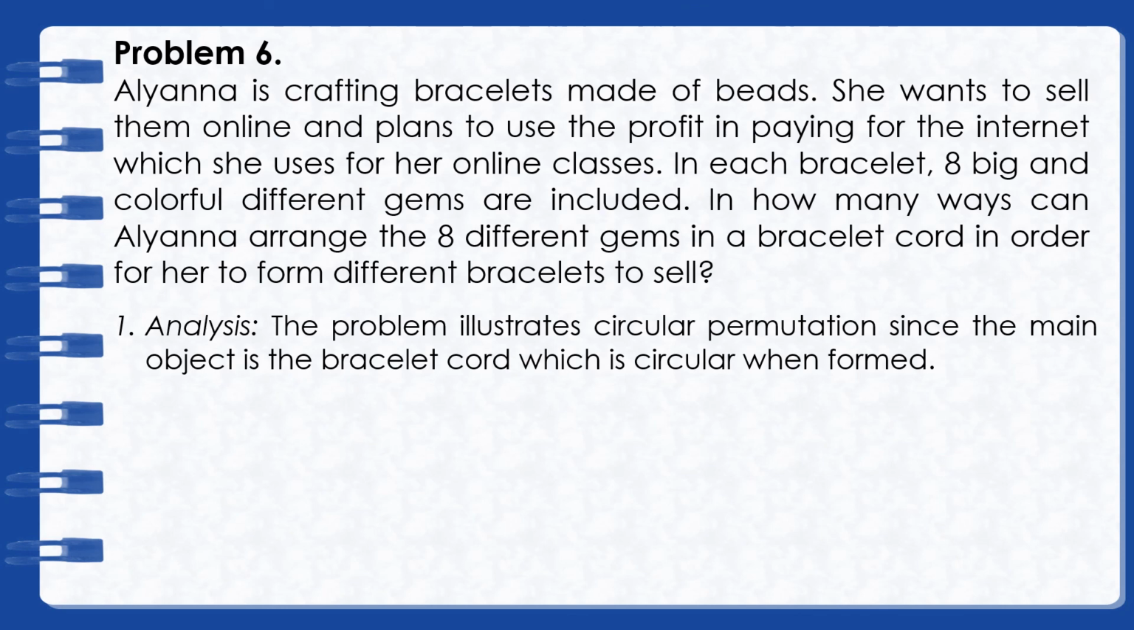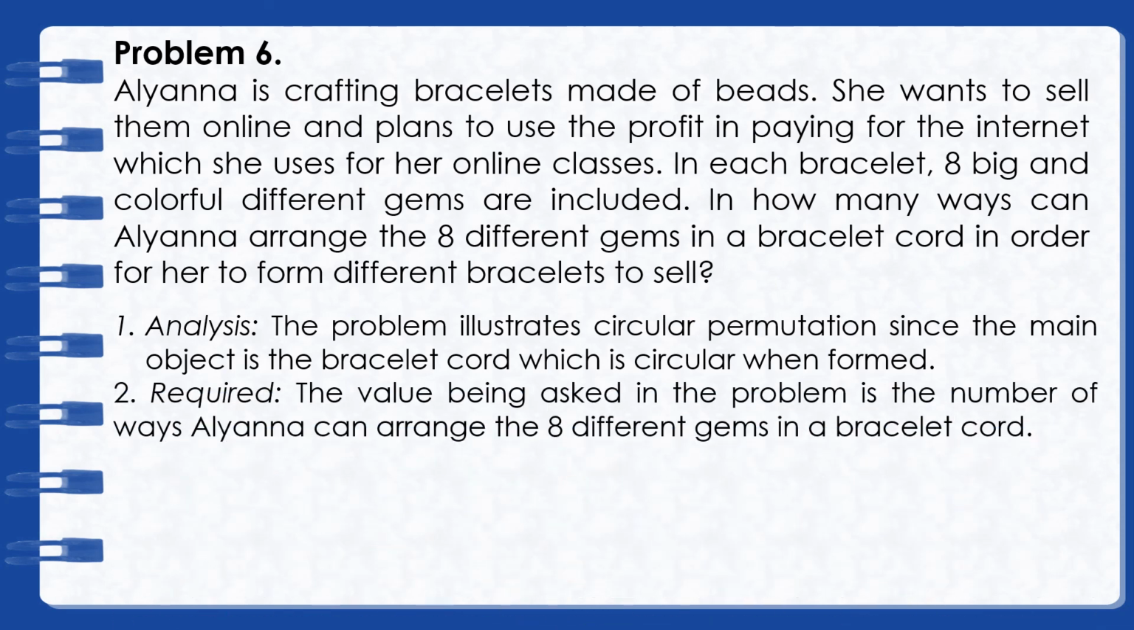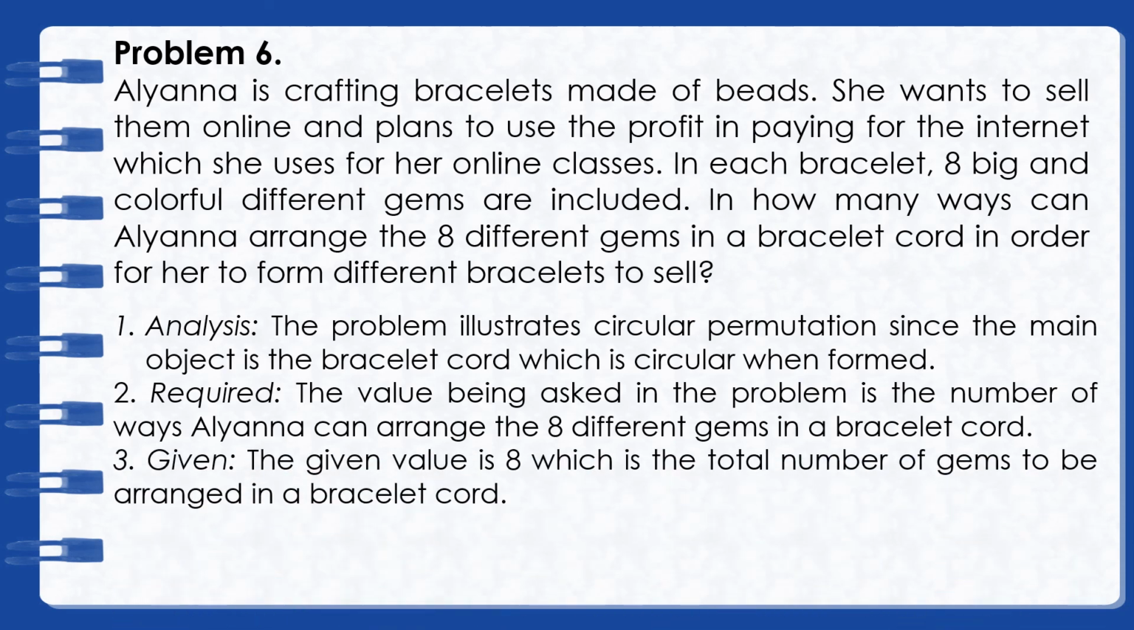So number 1 is to analyze. This problem illustrates circular permutation since the main object is the bracelet cord, which is circular when formed. What is being asked is the number of ways Alyanna can arrange the 8 different gems in a bracelet cord. Given 8, which is the total number of gems to be arranged in a bracelet cord. And the formula is circular permutation is equal to the difference of n and 1 factorial.